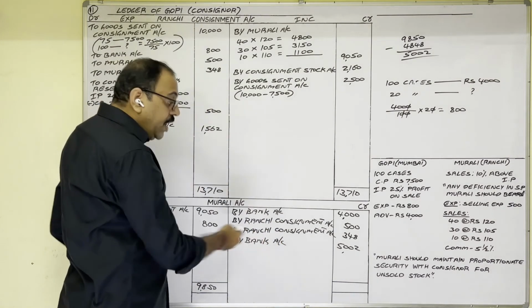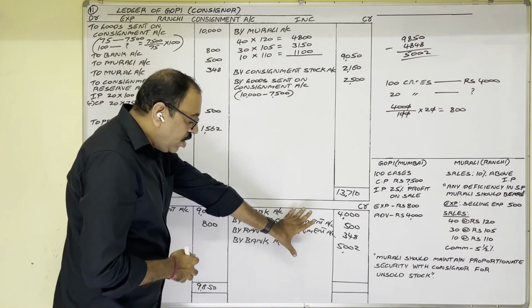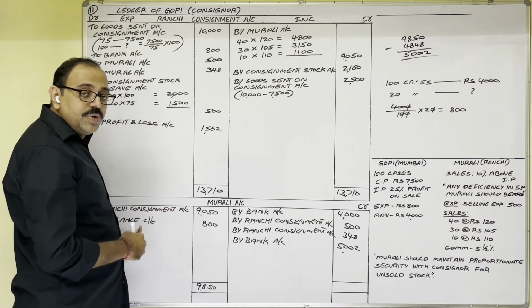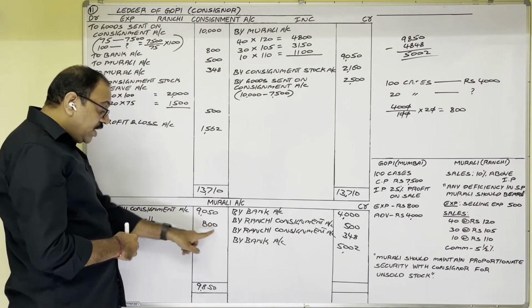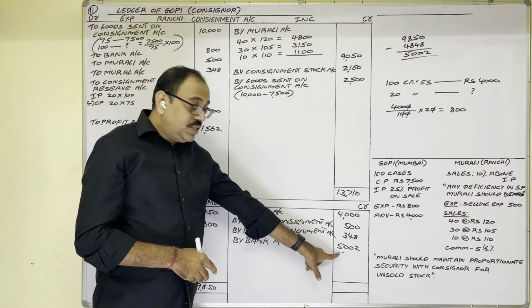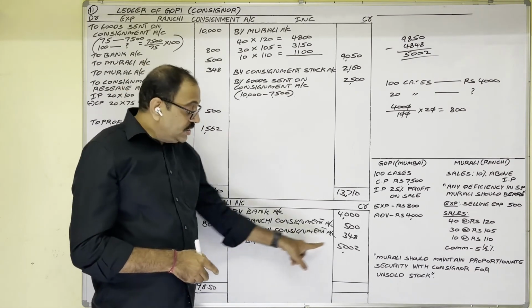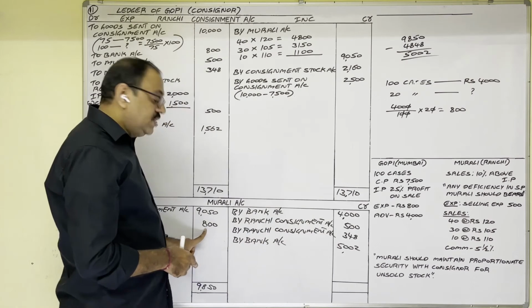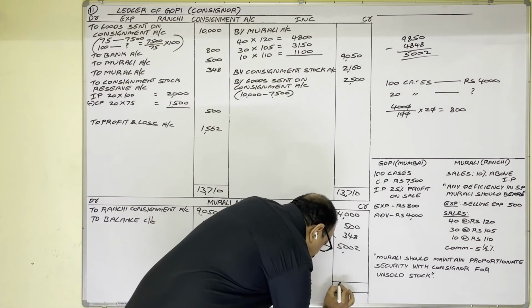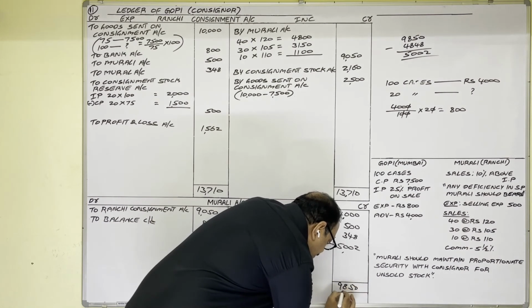Generally, when you prepare account, everything we record, finally we calculate balance carried out. But in this problem, first we wrote balance carried out 800. Then finally, for this answer we wrote bank. So this is the balancing figure, not this one. Now credit side also write down the total, 9,850.